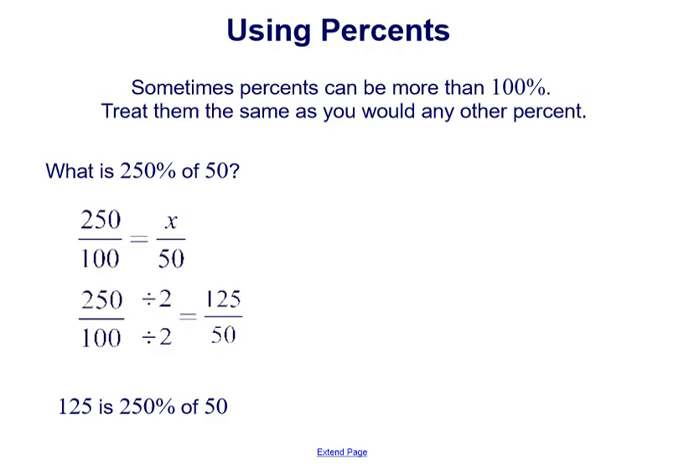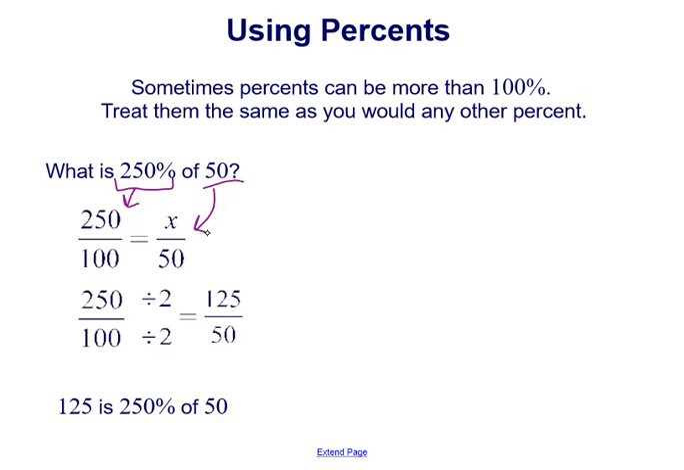So the first thing that we do is we rewrite the percent, in this case 250%, as a fraction out of 100. So that would be 250 over 100. And then we set it equal to some unknown amount over that total of 50. So that would be equal to x over 50.